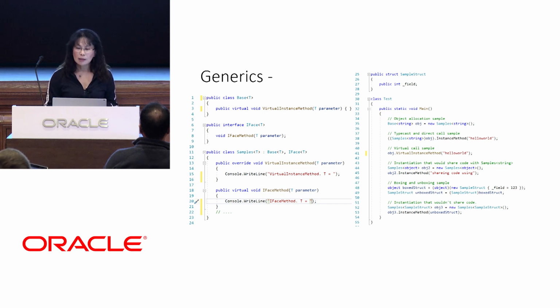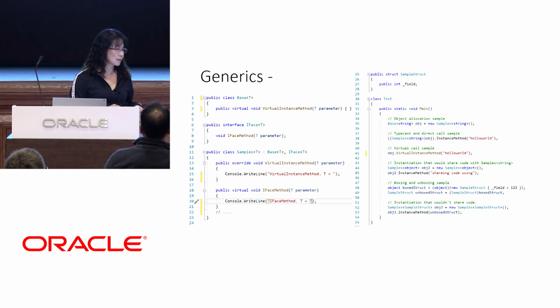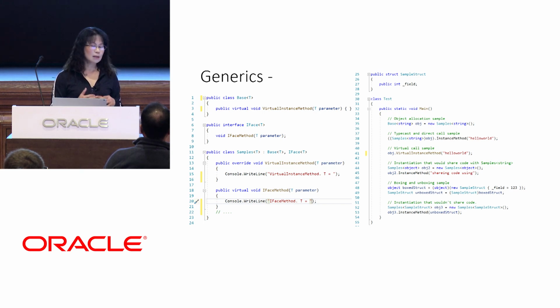This is a code example showing you generics, and how hard it is in the CLR world. This simple code example has a base class, has an interface, and has a generic type called Sample, derived from Base, and implements IFace. It also has a value type. Yes, we have a simple struct over there. It's just a field of integer. And the main is just simple.